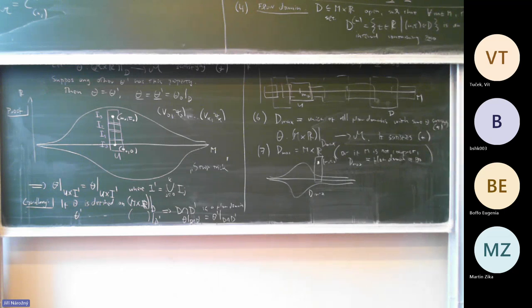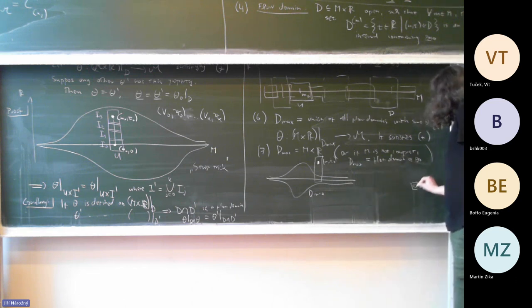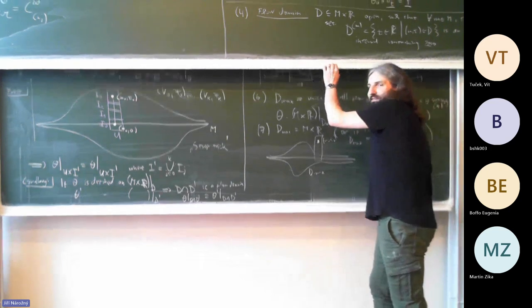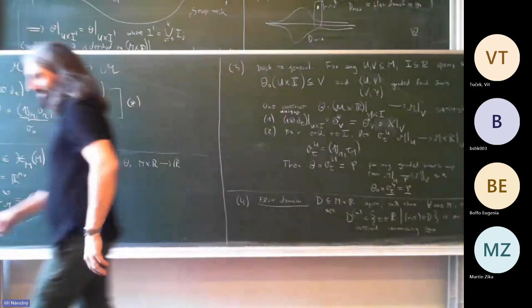And yeah. Okay, so and that's it basically. How we construct this flow for degree zero vector fields. Okay. So finally I get to non-zero degree vector fields.